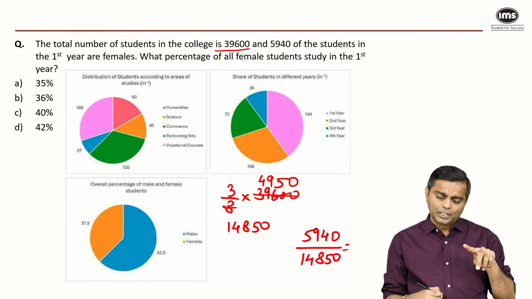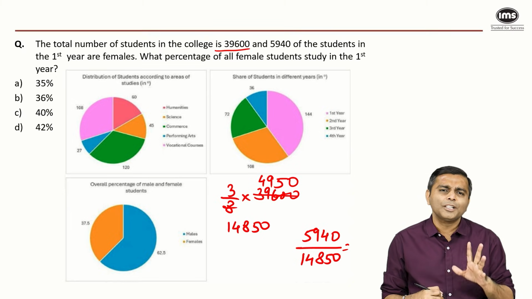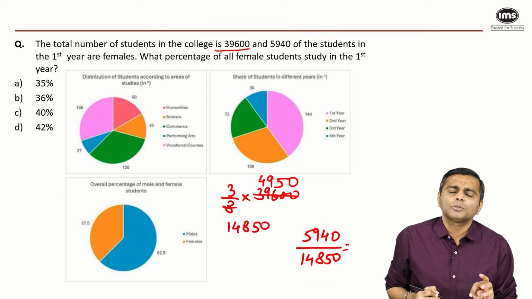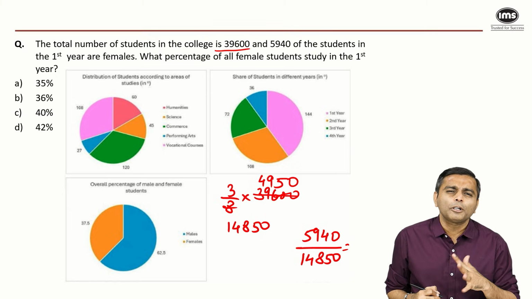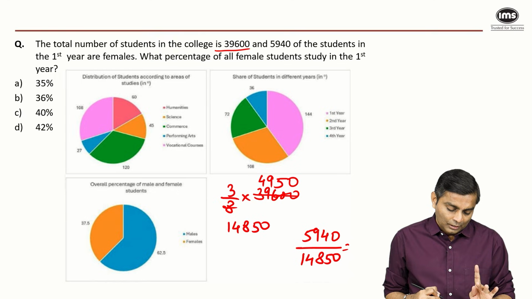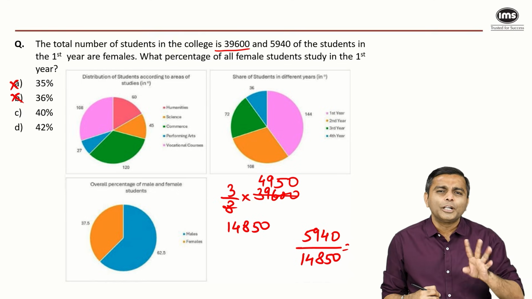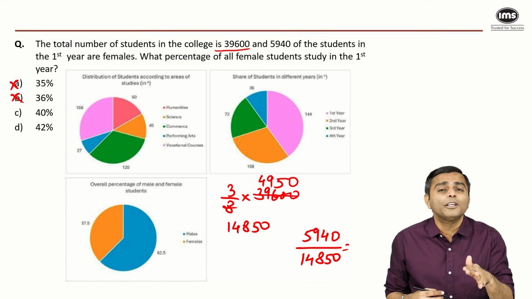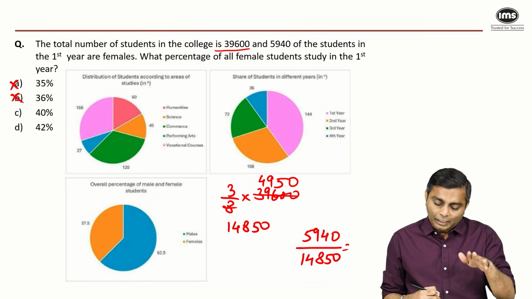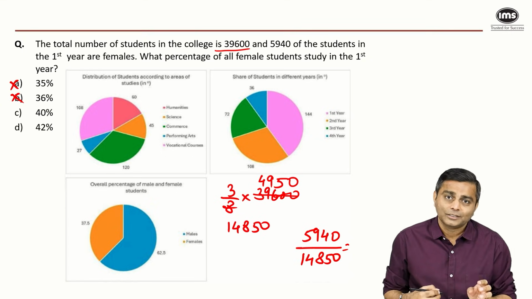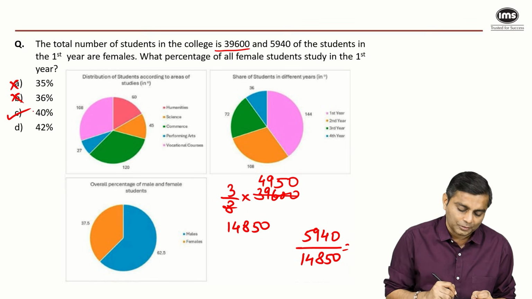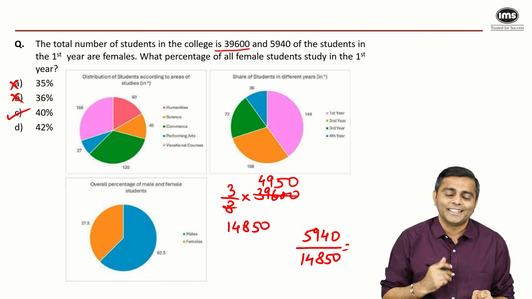Roughly it is 6,000 in the numerator and 15,000 in the denominator. So roughly 40% should be the answer. I'm definitely removing A and B, but 40 and 42, it's close. I would say at this point, quickly go and use your calculator. Do 594 upon 1485 and you should get your answer. In this particular question, the answer is option C, exactly 40%.